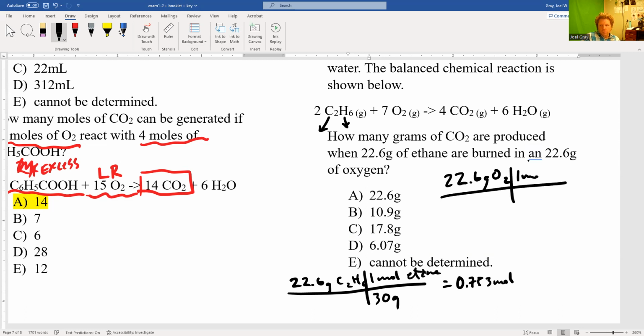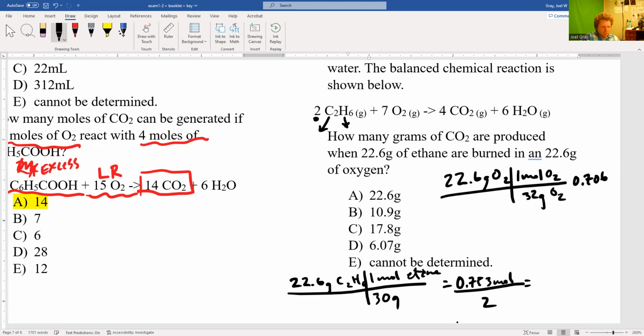Okay. Next up is 22.6 grams of oxygen. Well, 1 mole of O2 is 32 grams of O2. So 22.6 divided by 32 is 0.706. So that's our number of moles. Now what I need to do is divide each of these by their coefficient.